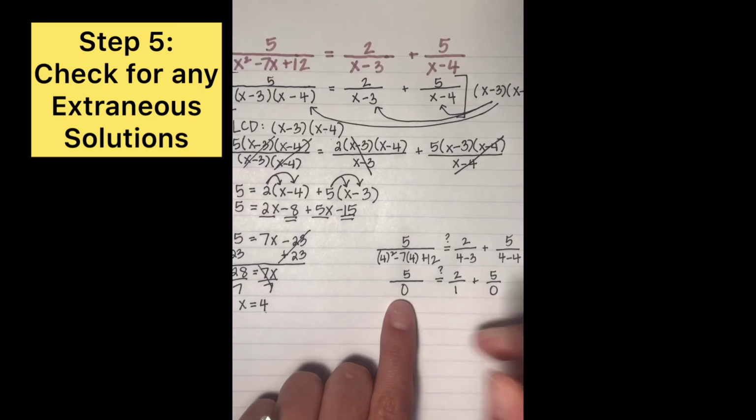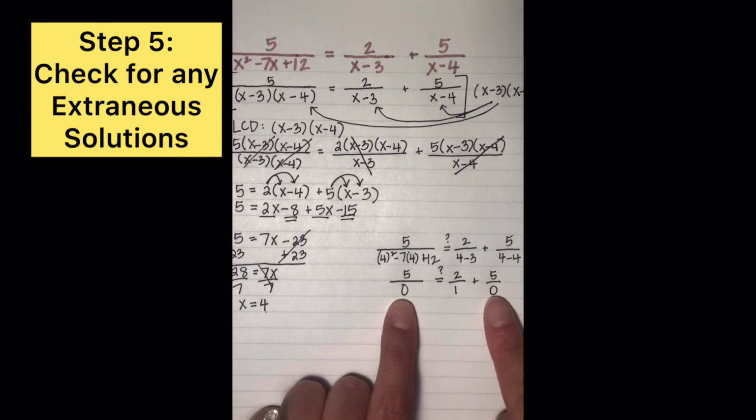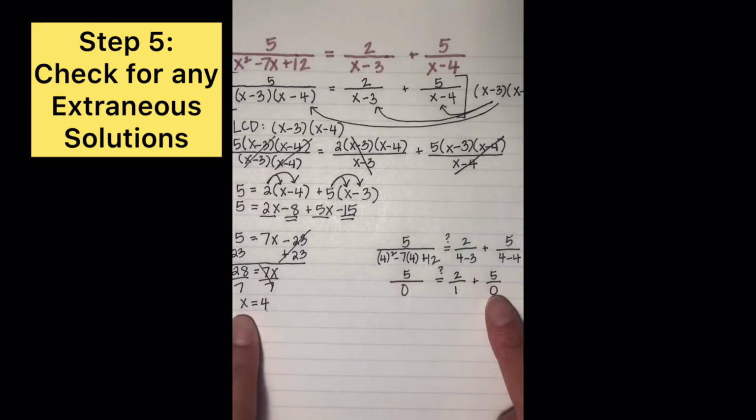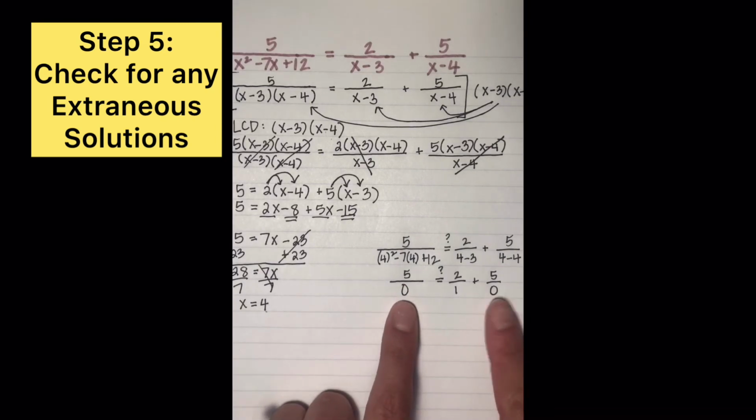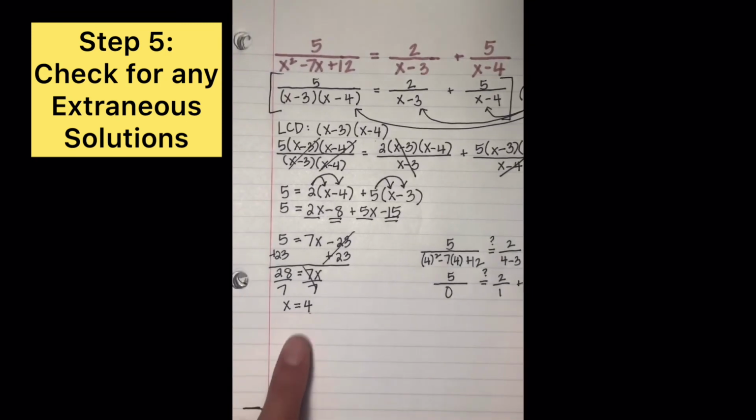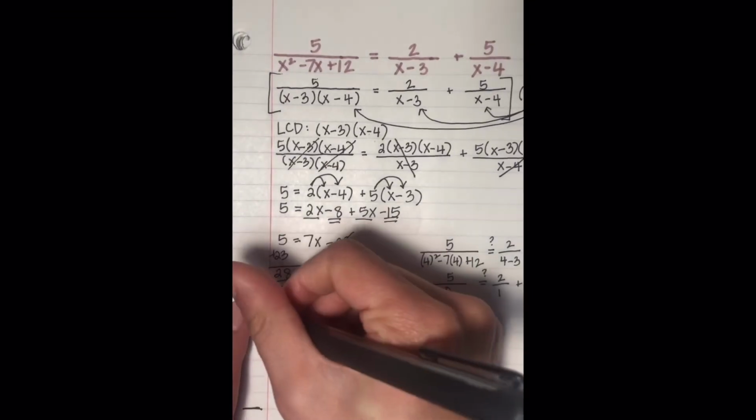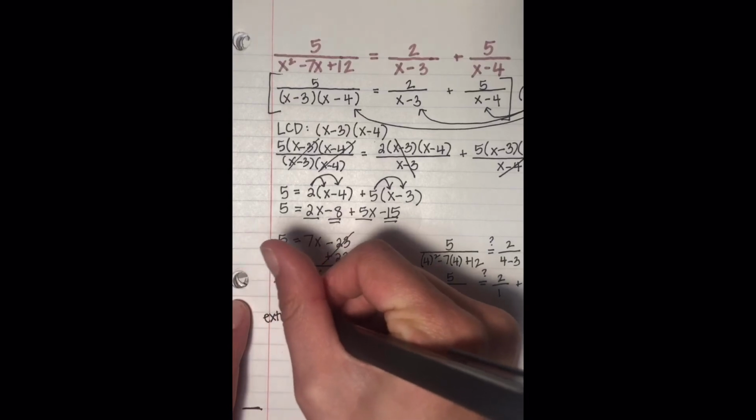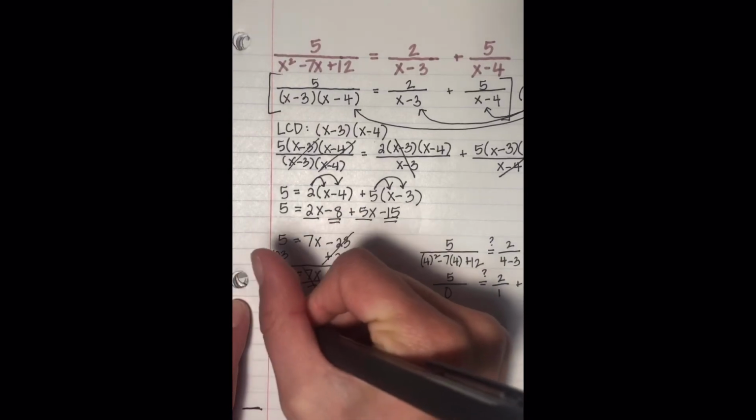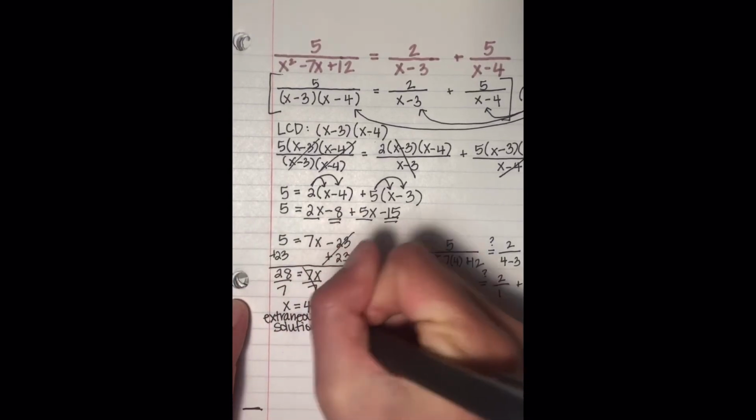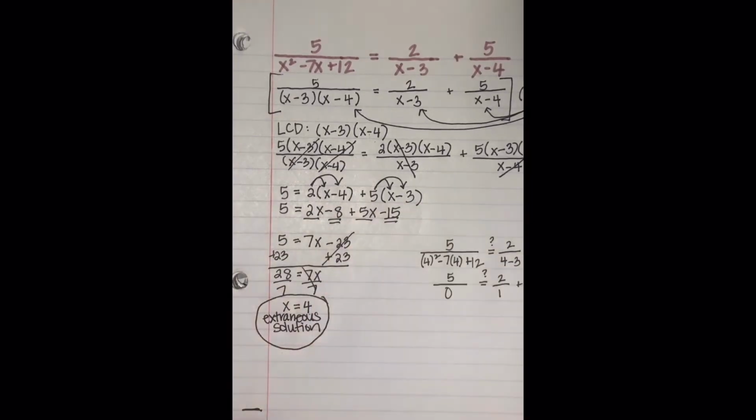Because we have zeros in the denominator, this is an extraneous solution. You are not allowed to have zeros in the denominator. Your calculator will give you an error message, and so we know that x equals 4 is an extraneous solution. And that's it.